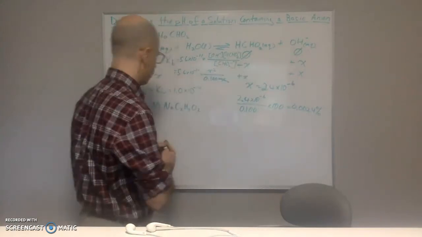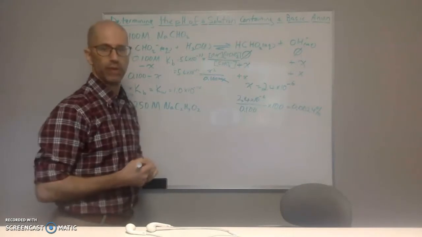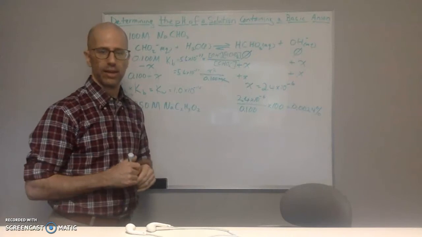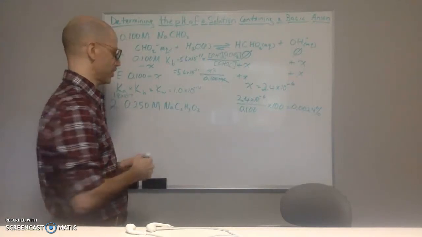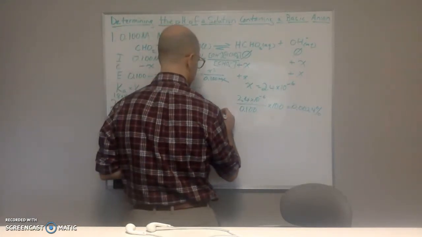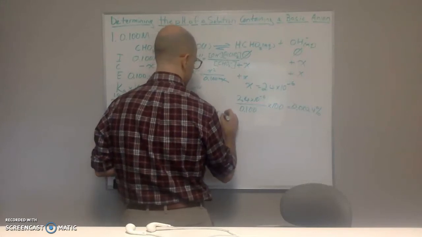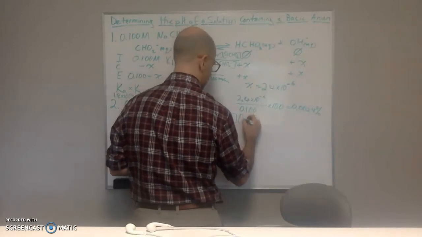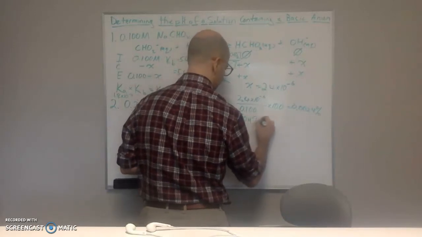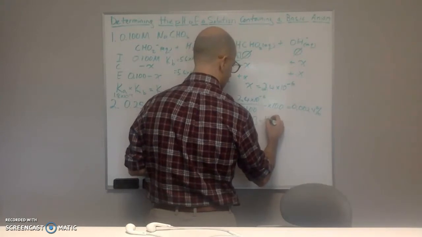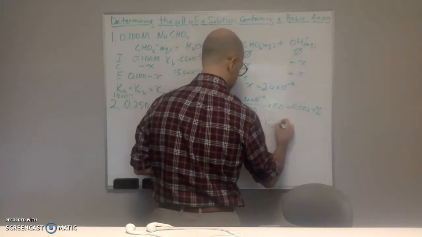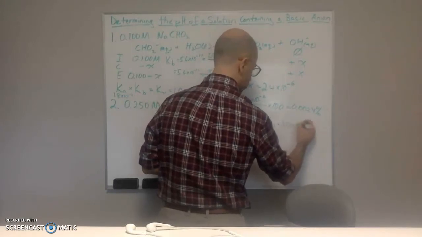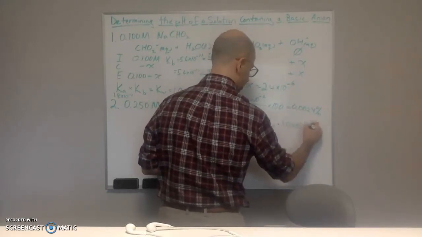So at this point, what we do is we have to find the pH. So we need the hydronium ion concentration. So remembering that H3O plus concentration times the hydroxide ion concentration is equal to Kw, which is equal to 1.0 times 10 to the negative 14.